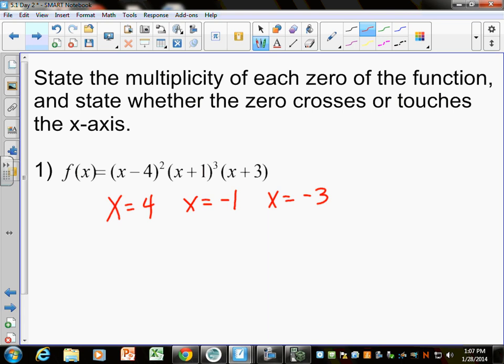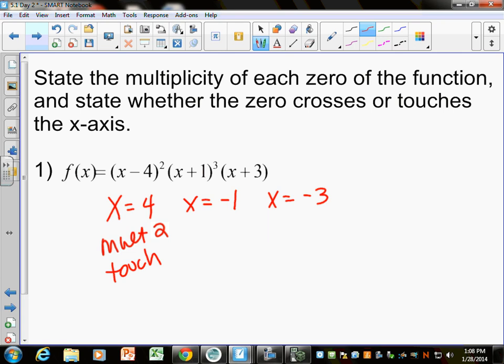And it's really easy. The multiplicity is just the power. So if this one has a multiplicity of 2, because that's a 2, what does that mean? At 4, is it going to touch the x-axis or cross the x-axis? Because it's even. See how that can be helpful when you're graphing these? Yeah. There's a point to math. Hooray. There is.